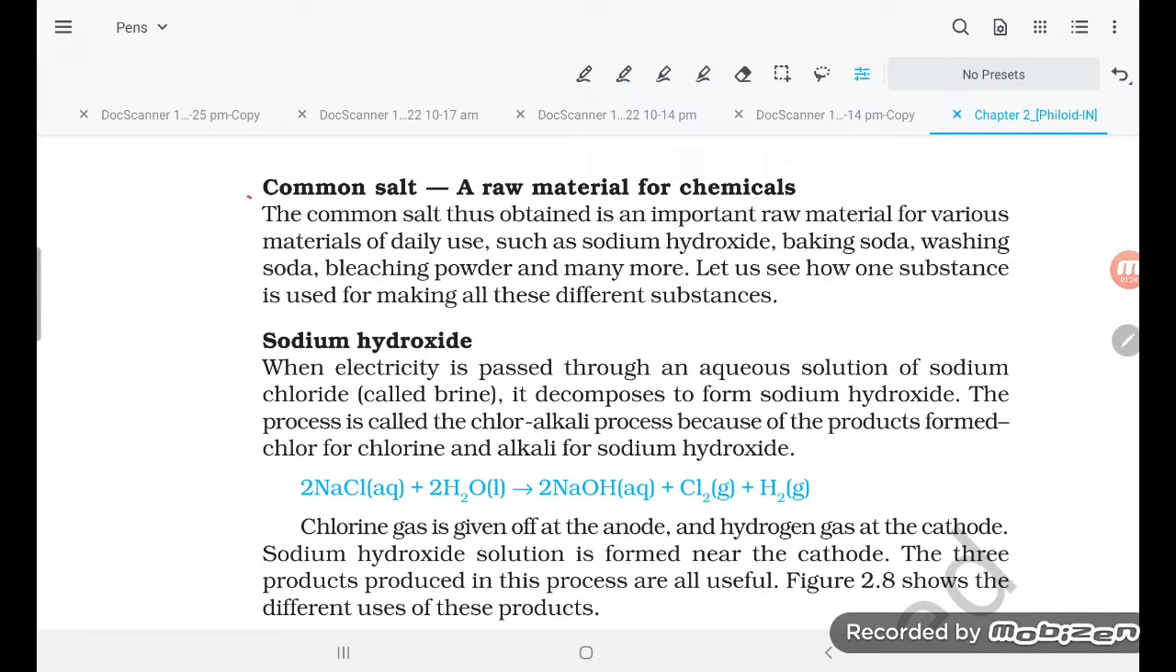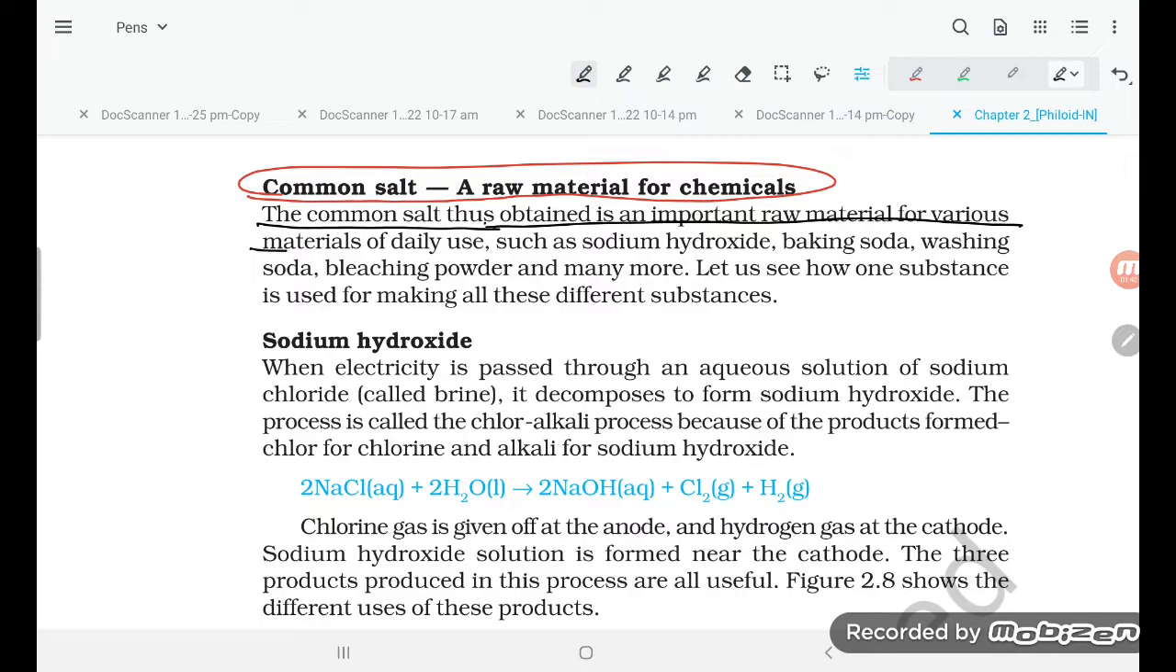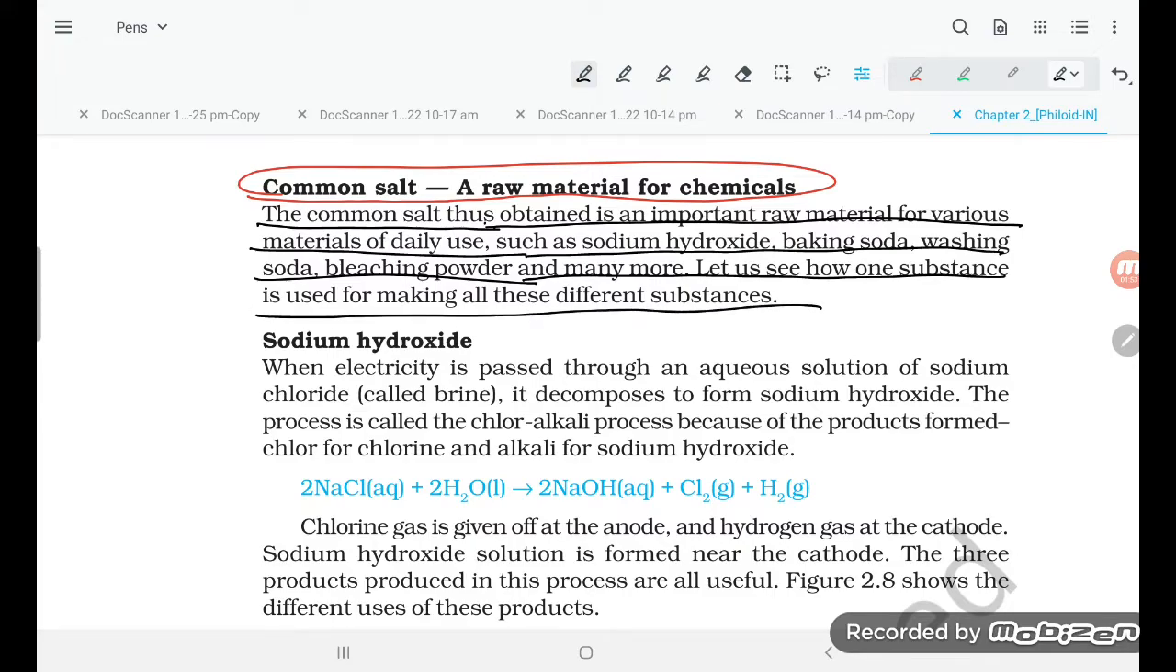Common salt as a raw material of chemicals. The common salt thus obtained is an important raw material for various materials of daily use such as sodium hydroxide, baking soda, washing soda, bleaching powder, and many more. Let us see how one substance is used for making all these different substances.